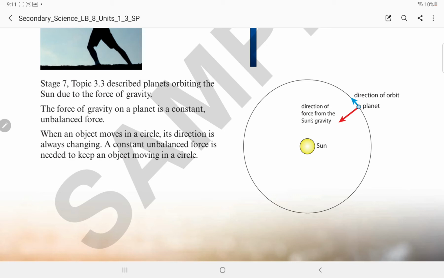So the force of gravity on a planet is constant. The unbalanced force, when an object moves in a circle, its direction is always changing. A constant unbalanced force is needed to keep an object moving in a circle.